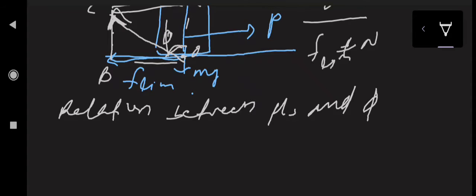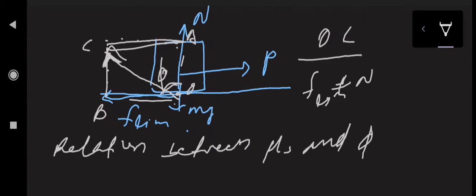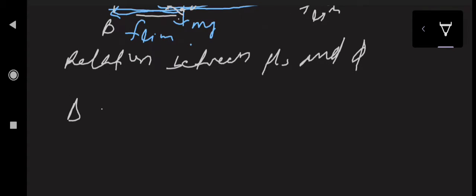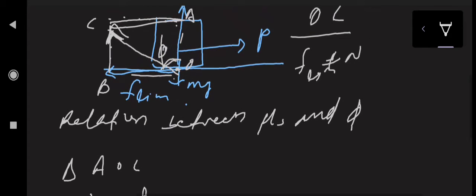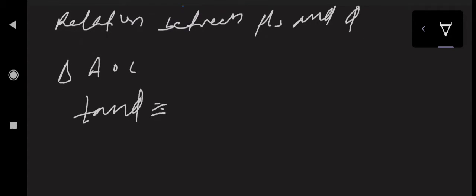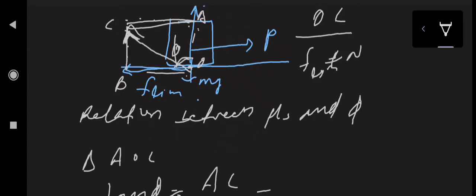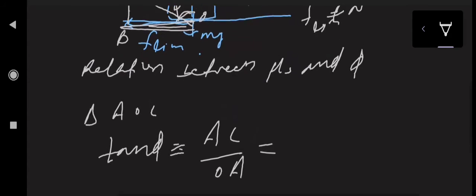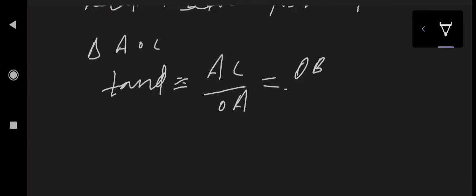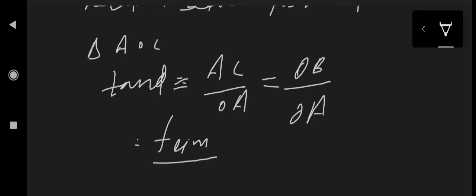For that we have to consider this triangle AOC. In triangle AOC we can say tan phi is equal to opposite side divided by adjacent side, that is AC divided by OA. AC is nothing but this side. So this side is equal to this side, so AC is equal to OB. That's why we can write OB divided by OA. OB is nothing but the limiting friction, divided by OA, the normal reaction.